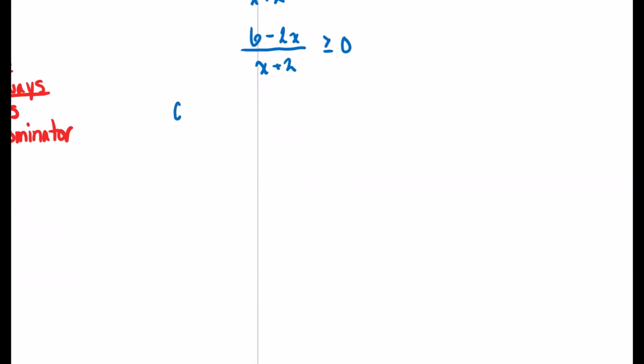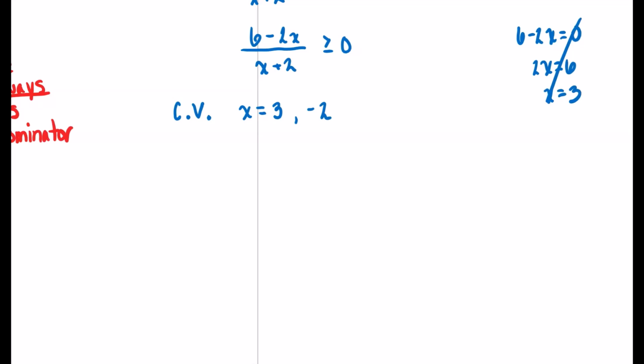All right, now I'm ready to work my critical values. So my critical values here are my critical points. Well, the 0 of the numerator, notice, would be x is equal to 3, and then the 0 of the denominator is negative 2. So again, how did I get the 3? Just in my mind, I did 6 minus 2x is equal to 0, and so 2x is equal to 6, and x is equal to 3.